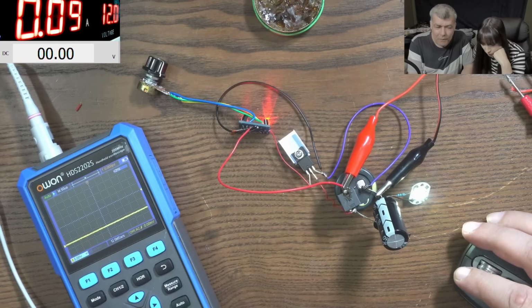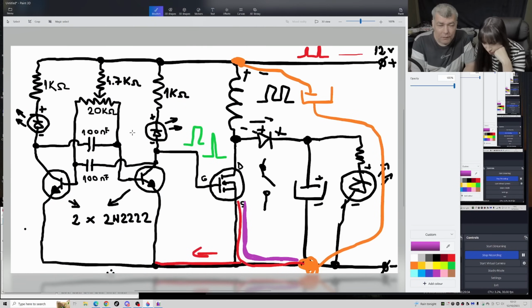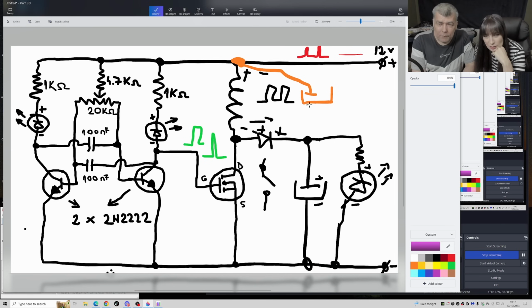But what is the solution? Check the schematic. What is the solution? To get rid of the wire, solder directly this one to this one. Okay, let's draw it. So that means the capacitor goes from here to here, right?